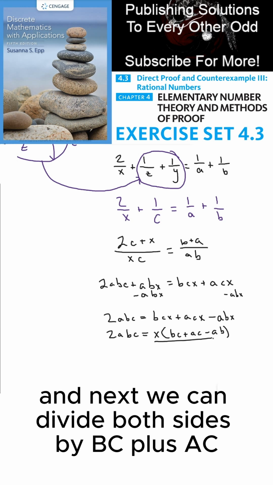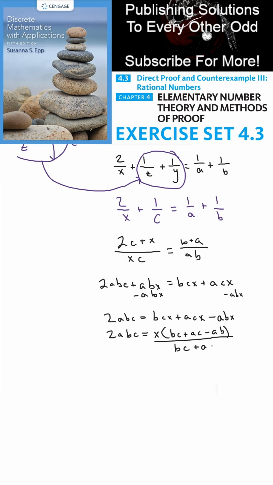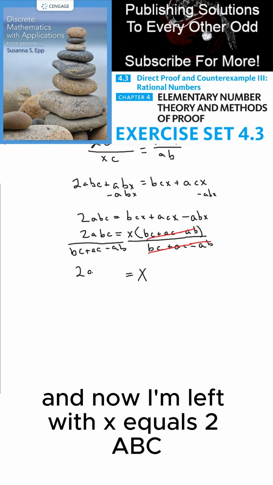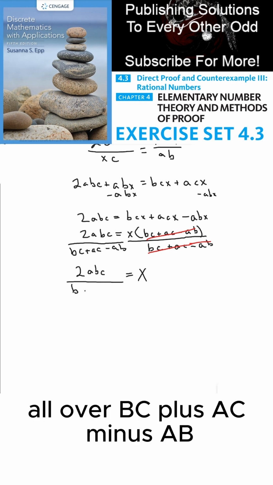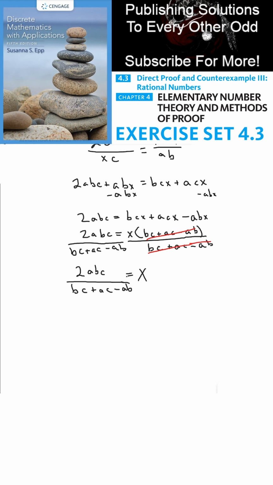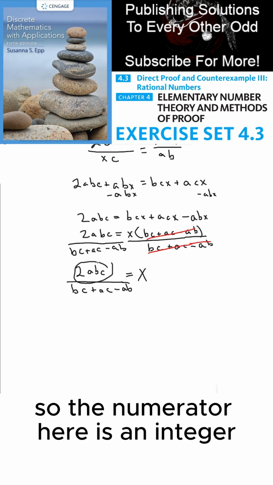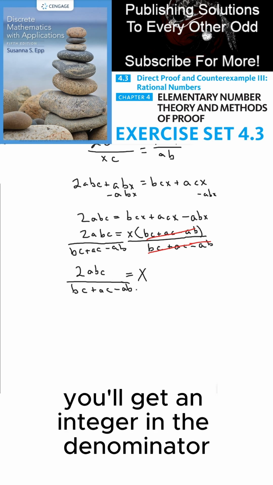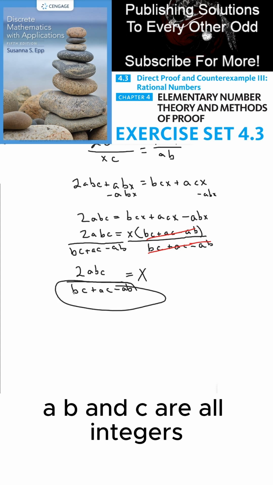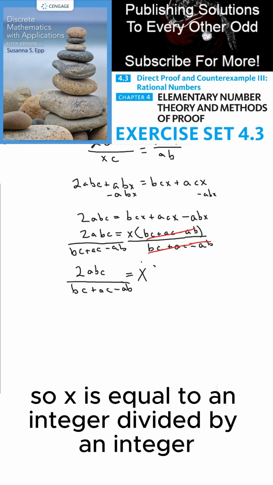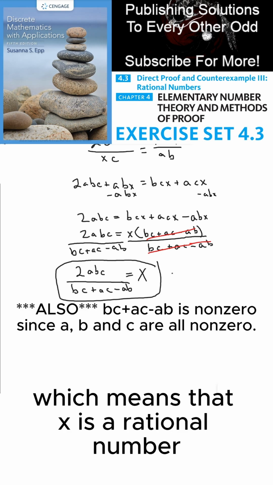And next, we can divide both sides by bc plus ac minus ab so that those two factors cancel. And now I'm left with x equals 2abc all over bc plus ac minus ab. Now the integers are closed under multiplication, addition, and subtraction. So the numerator here is an integer because a, b, and c are all integers. And if you multiply 4 integers together, you'll get an integer. In the denominator, a, b, and c are all integers. So if we do all these multiplications, additions, and subtractions, we'll get an integer. So x is equal to an integer divided by an integer, which means that x is a rational number.